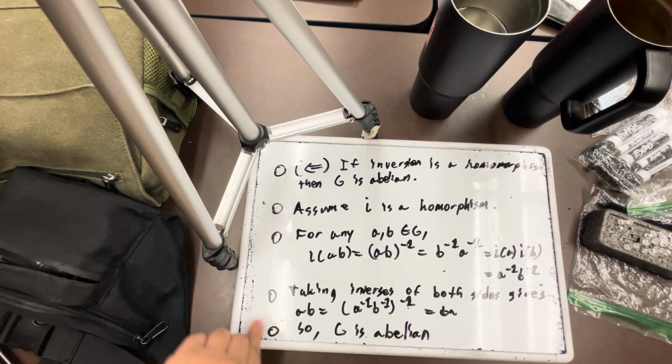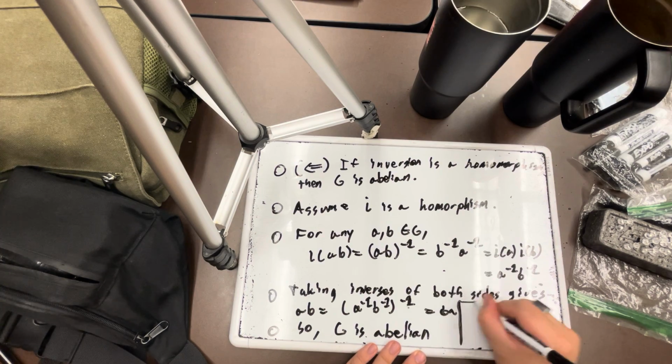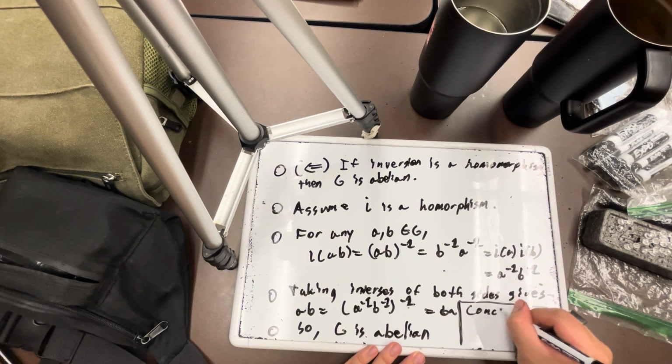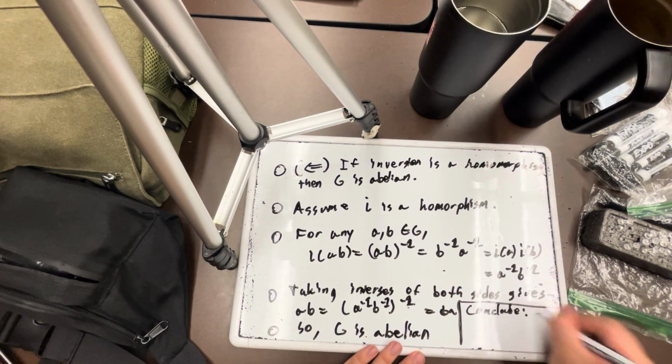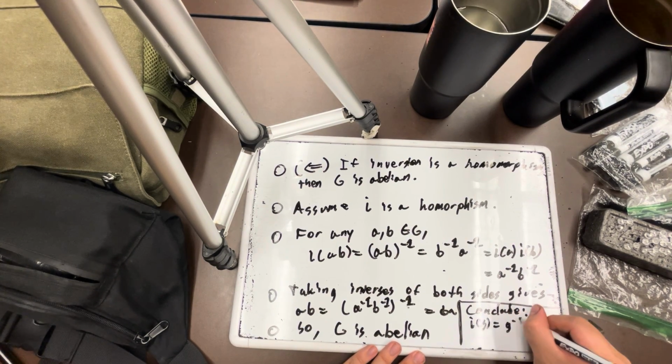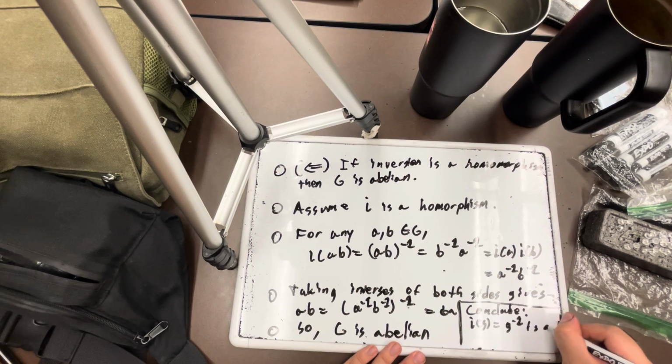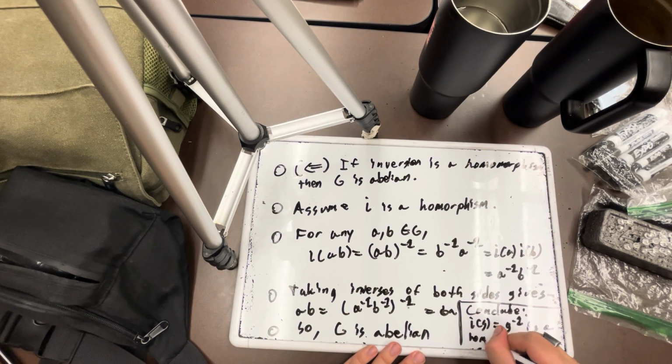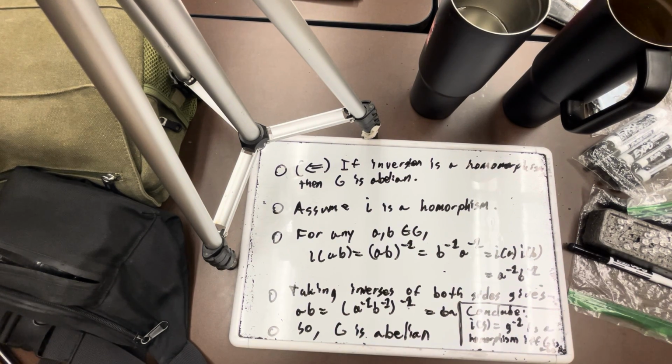What can we conclude from all of this? Well, we can say iota of g equals g inverse is a homomorphism if and only if G is abelian. Okay? Now let's proceed to exercise 18.